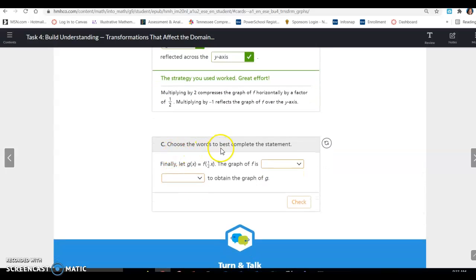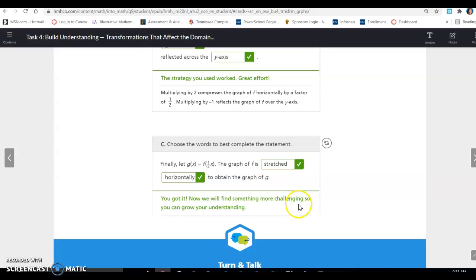Now choose the word to best complete this statement. Finally, let g of x equal f of 1/2 x. The graph of f is stretched. Even though this number gets smaller, it's going to stretch it horizontally to obtain the function g of x.